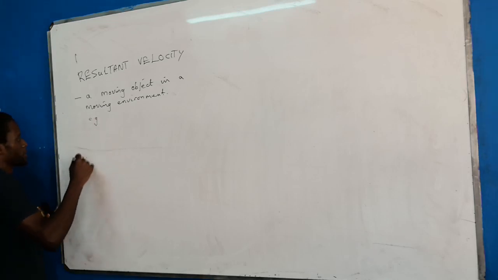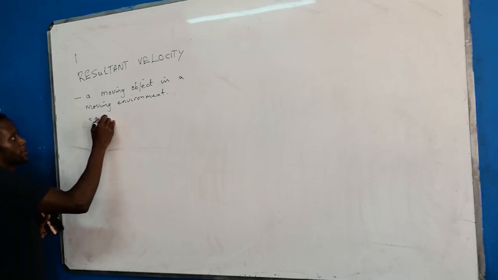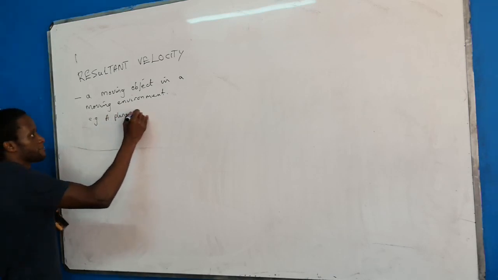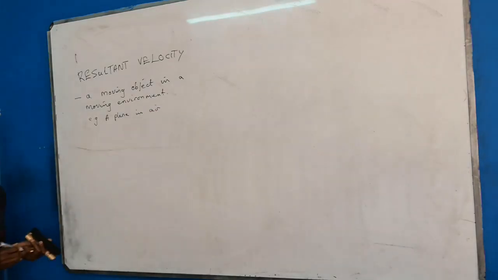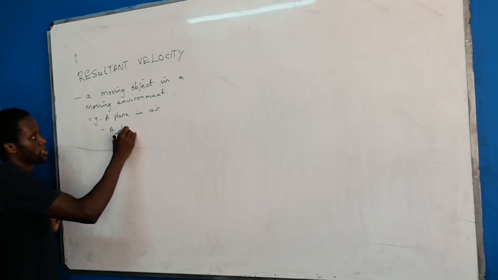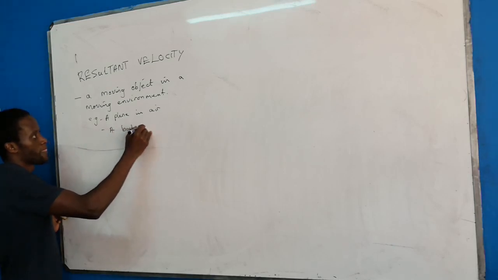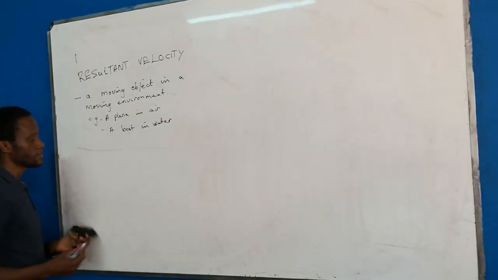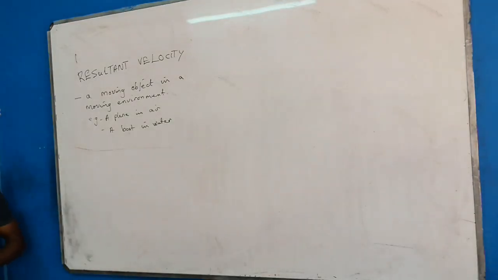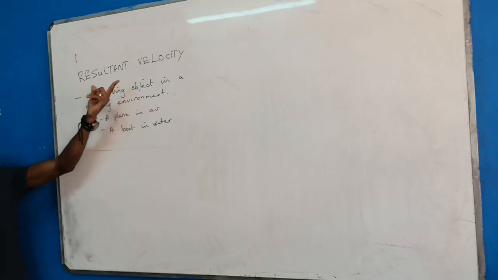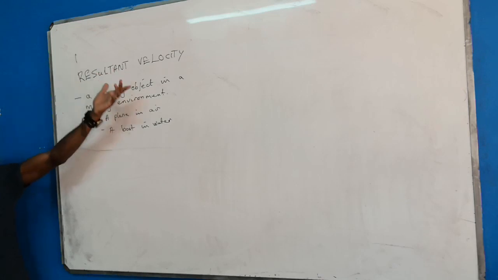Examples that you will be faced with is a plane, an aeroplane moving in air. The air is also moving. An example again I can give is maybe a boat or a ship in water, moving in water. Okay. Such examples. So what you need to know is the environment is moving, the object is also trying to move. Then they ask you, what is the resultant velocity?